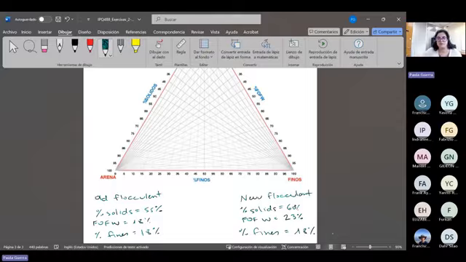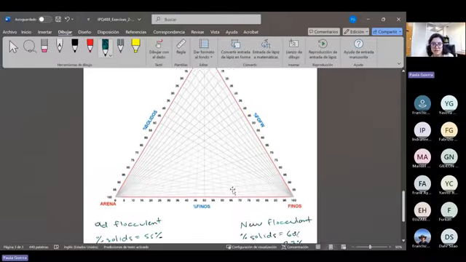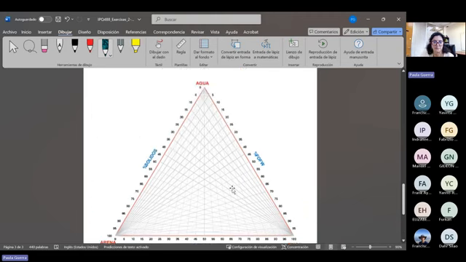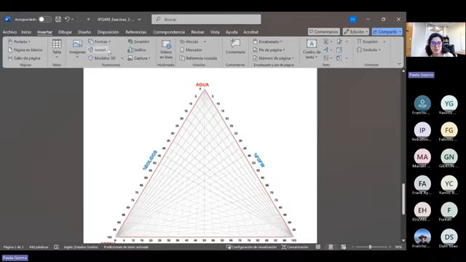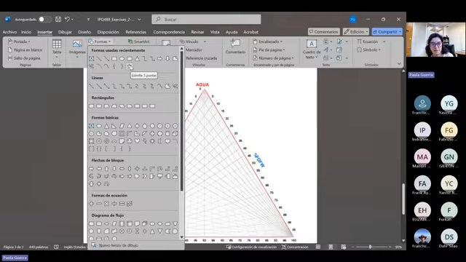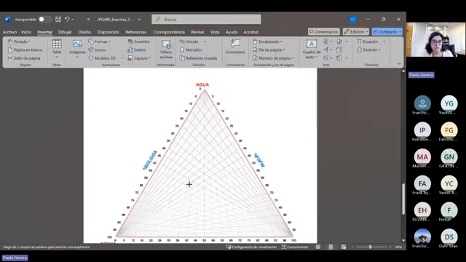Now we're going to locate this data over here. Let's start with the old flocculant. There are several ways of doing this, but the easiest way is to basically form a triangle and then draw bisecting lines towards the opposite face of the vertex. So let's start. I'm going to use a little star to locate these points. Our first point is 55% solids, which would be over here.